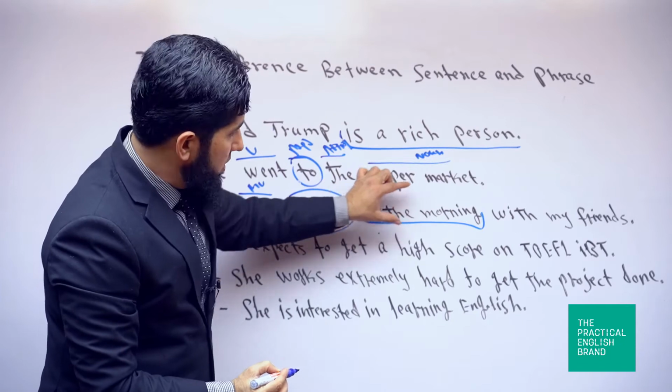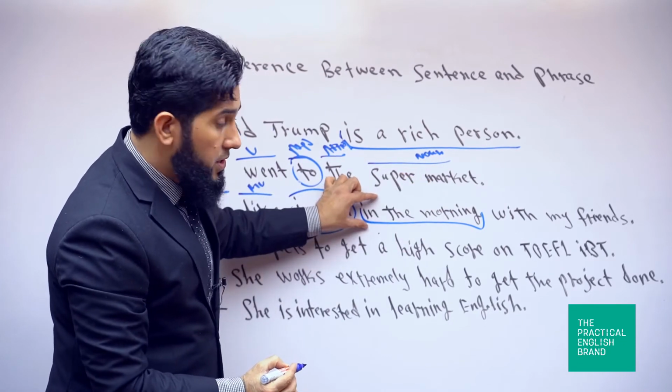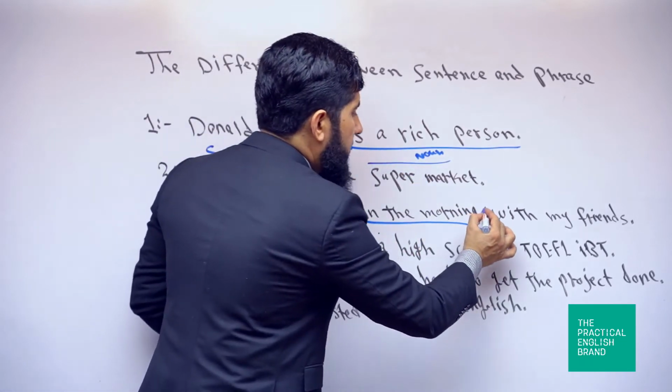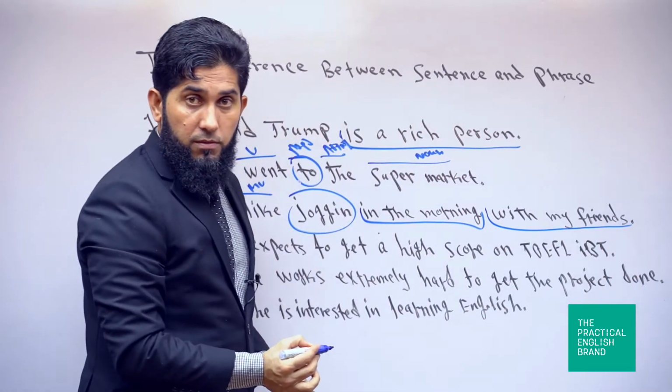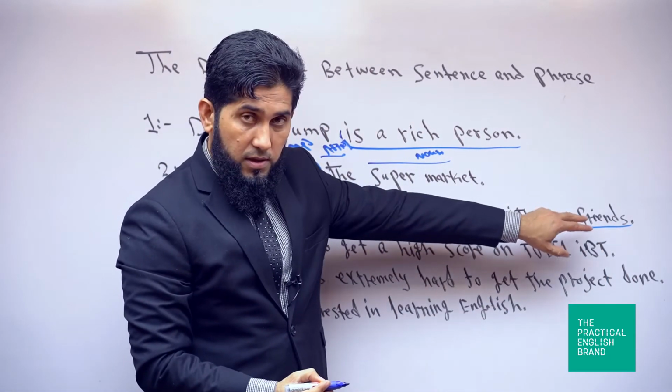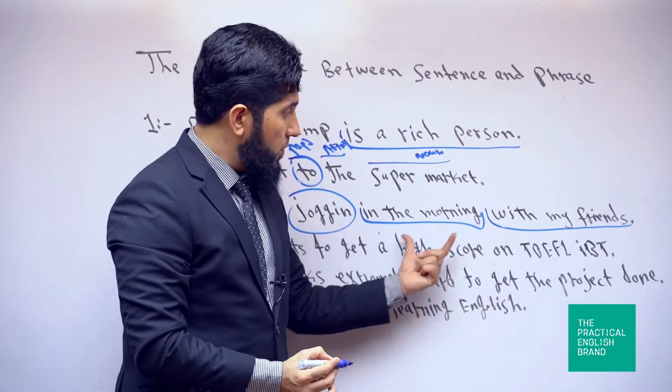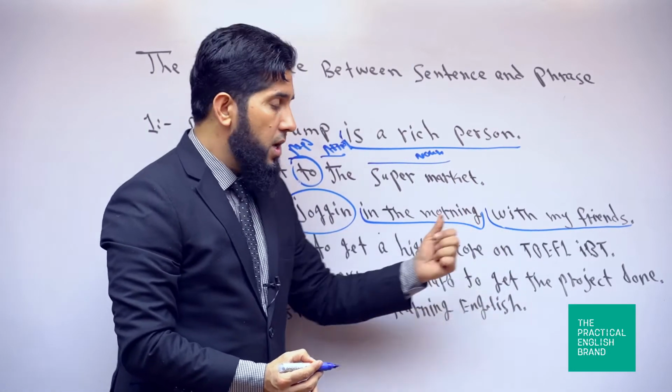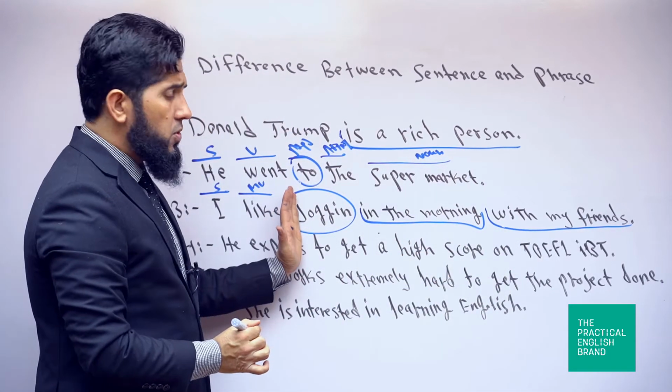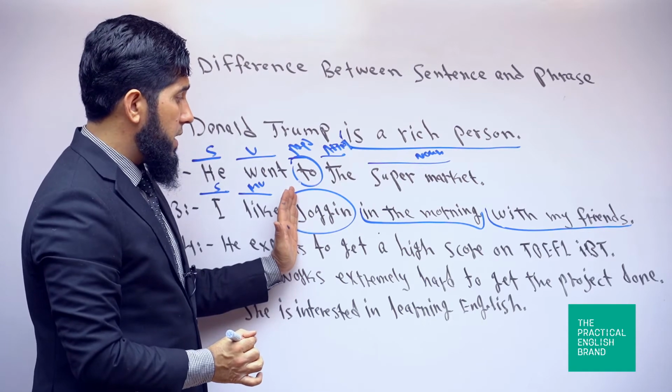Preposition plus other related words. So it's a prepositional phrase. And "with my friends" is another prepositional phrase. "With" plus other related words. So two prepositional phrases. But altogether from here you can say it is a gerund phrase.